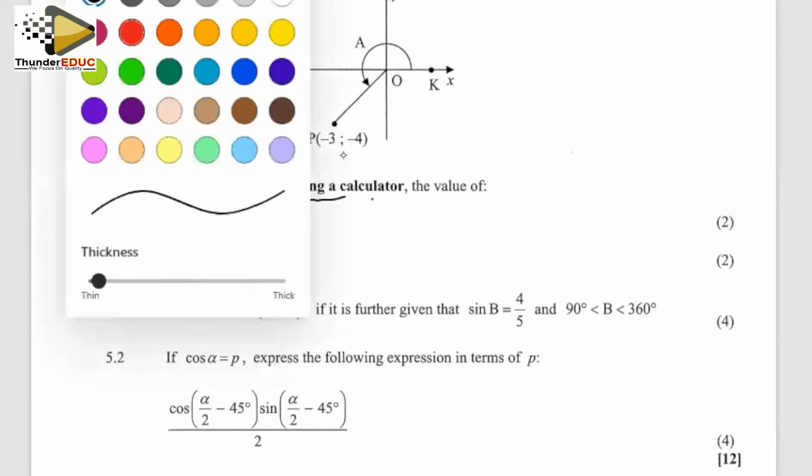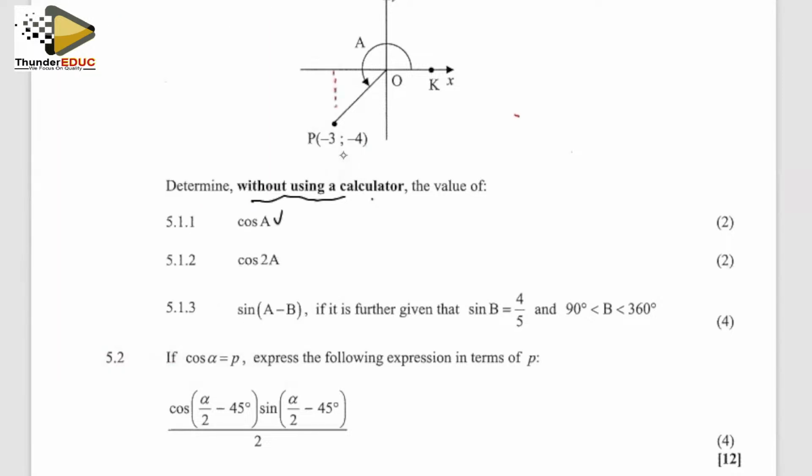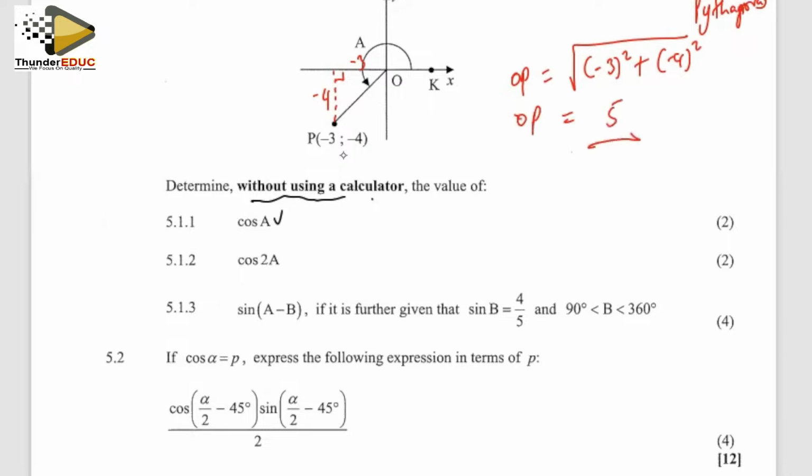Let's use red and complete it. Let's have a 90 there. Now this is the -3, and this is the -4 because it's x and y. Then we need to find OP. So OP is going to be the square root of (-3) squared plus (-4) squared. Reason, we're using the Pythagoras. So our OP is going to be 5. Now remember, when you're finding the hypotenuse, we can never have a negative.